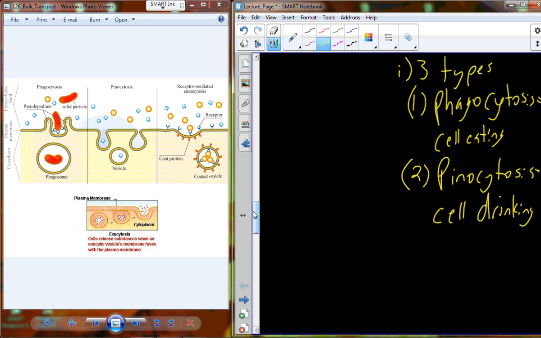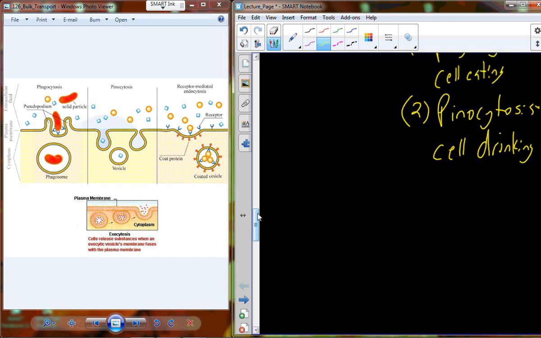Now the very last form over here is receptor-mediated endocytosis.